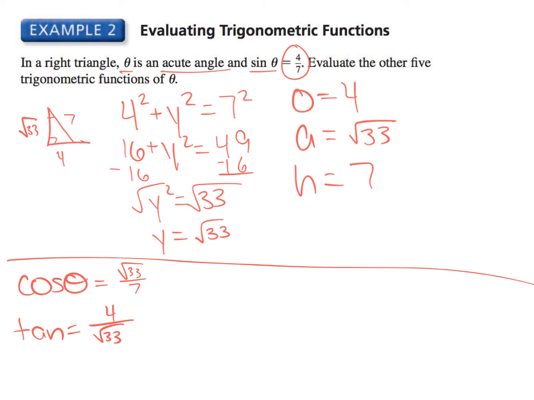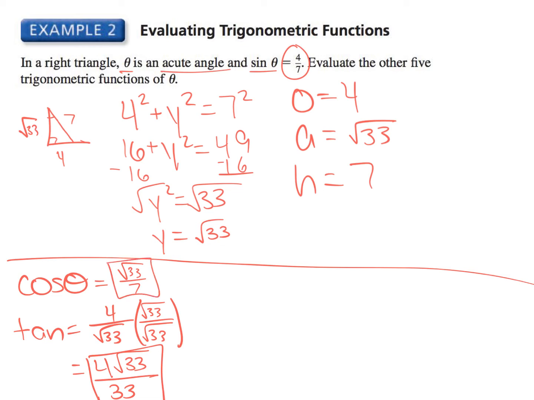Now, hopefully you are seeing that there's a square root in the bottom, which is not pretty, and we don't like that, and we're not supposed to have that. So in order to get rid of the square root, we're going to rationalize, which is multiplying the numerator and the denominator by root 33 over root 33, which is a big 1. And that's going to change it to 4 root 33 over 33. And that is it. Now we have our main 3.